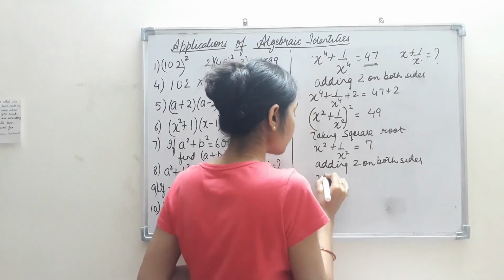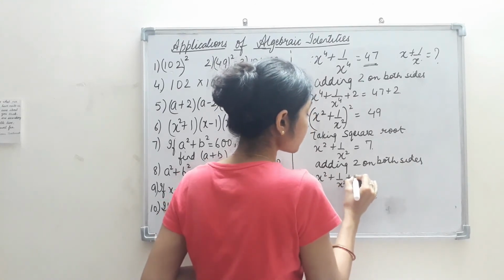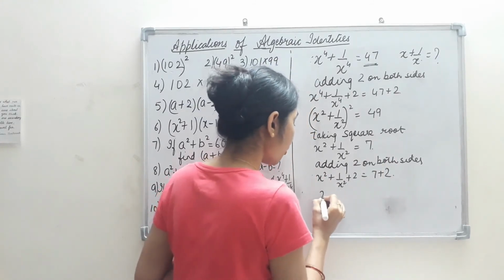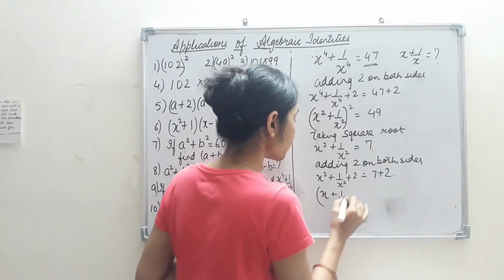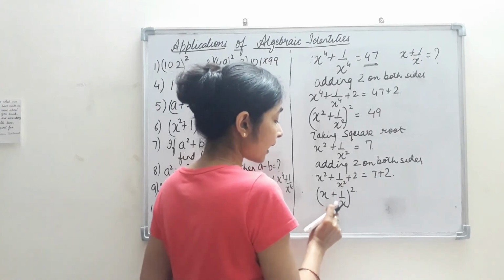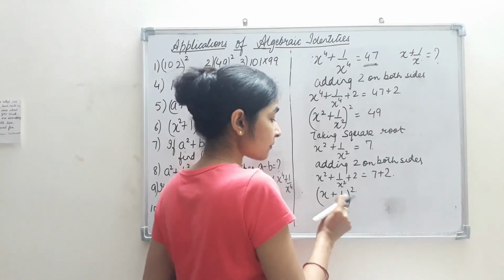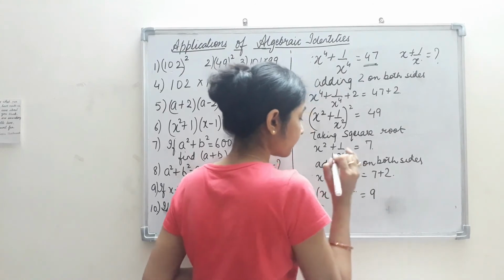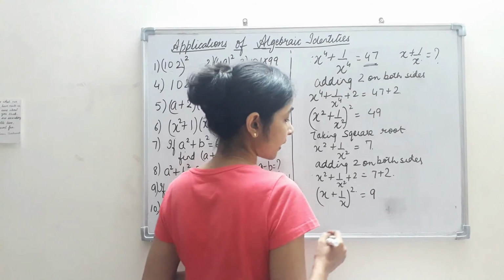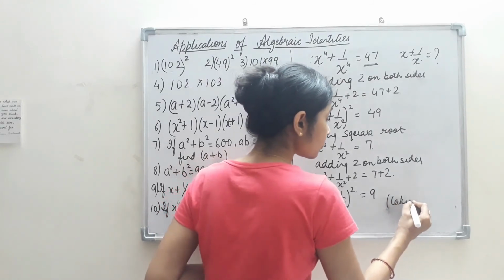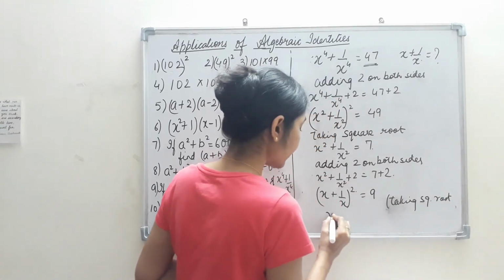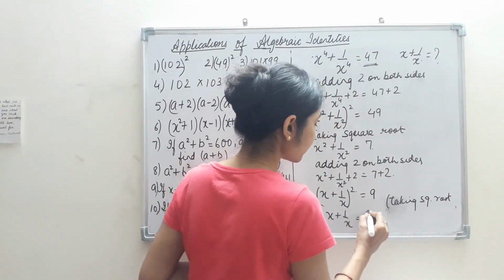Now I get x square plus 1 upon x square plus 2 is equal to 7 plus 2. This is in the form of x plus 1 upon x the whole square, because this is a square plus b square plus 2ab. So I have written it as x plus 1 upon x whole square is equal to 9. Now I need the value of x plus 1 upon x, so I will again take square root on both the sides. What do I get? x plus 1 upon x is equal to 3.